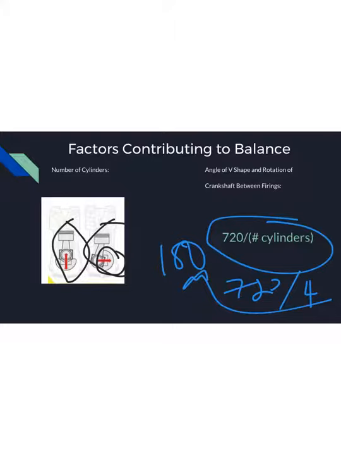And so flat 4s fire at 180 degree intervals, and their V angle is 180 degrees, which is why the cylinders move along the horizontal axis. And this leads to a balance of the firing forces. And so this shows how all these different factors can contribute to balancing those 3 key forces that we talked about.